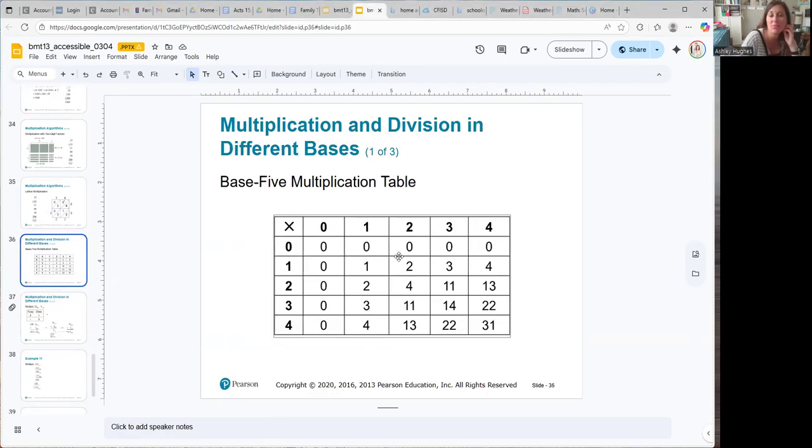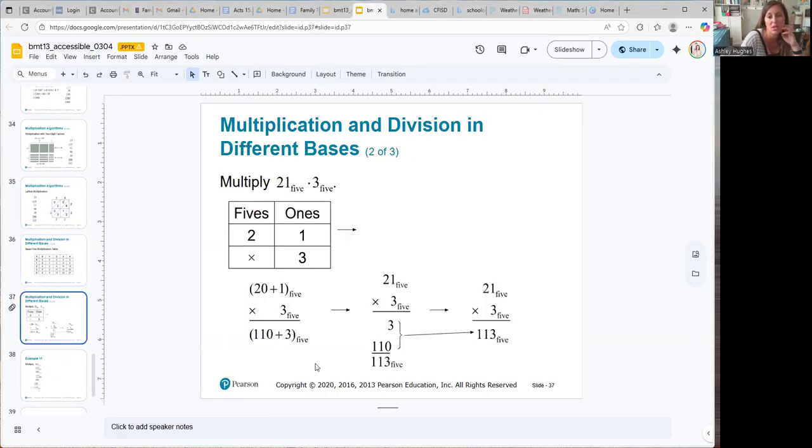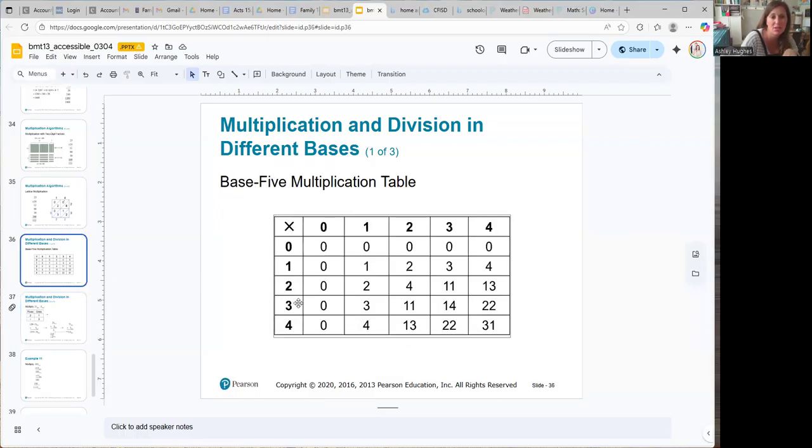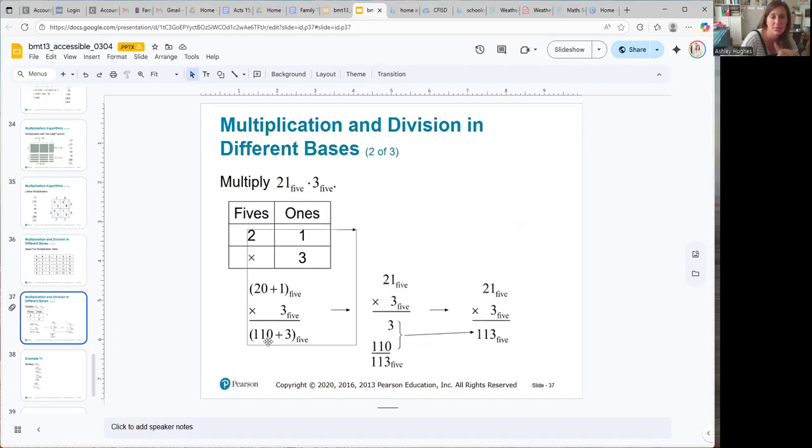Let's see the base 5 multiplication table, which is similar to our concept of addition, but we have 21 times 3, 20 plus 1 times 3. 3 times 2 is 6, but we don't have 6 in base 5. Like, look over here. So 3 times 2 is 11. So then that's why we have 110, because it's 11 and then the 0 right here, and then plus 3 times 1 is 3, so we have 113.